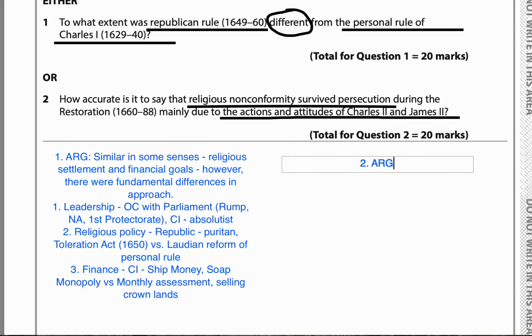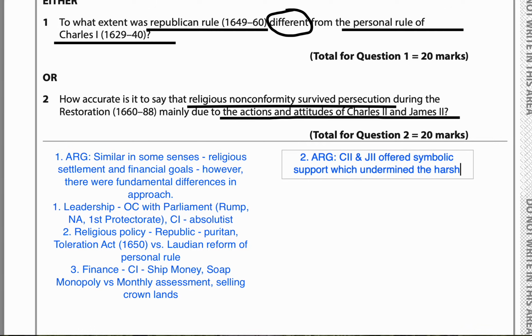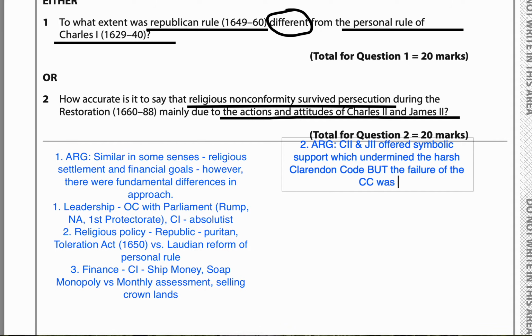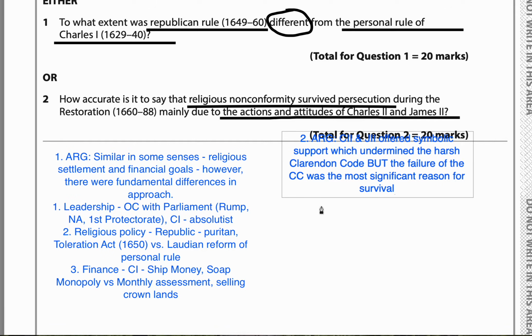Okay, so again, if I'm going to start with my argument for this one, I would say actions and attitudes, Charles II and James II offered symbolic support, which undermined the harsh Clarendon Code, but I think the overall argument would be the failure of the Clarendon Code was the most significant reason for survival. Okay, and I'll come back to that in the essay overall.